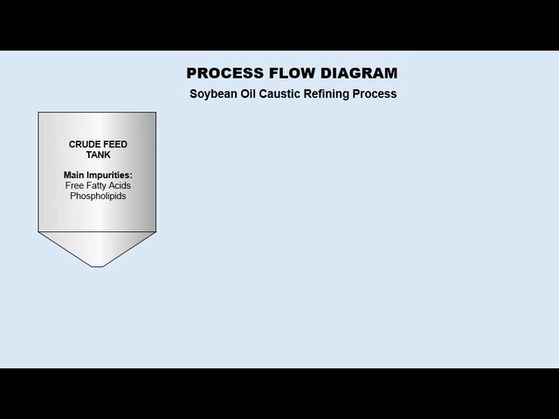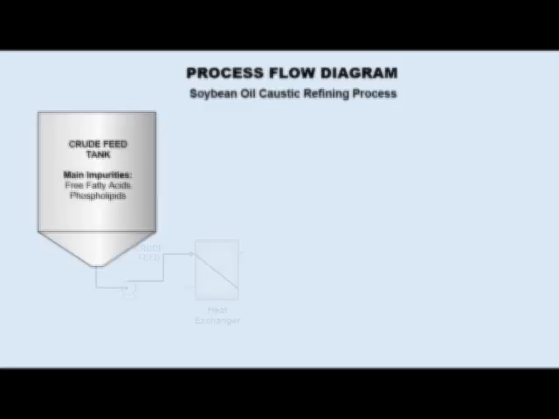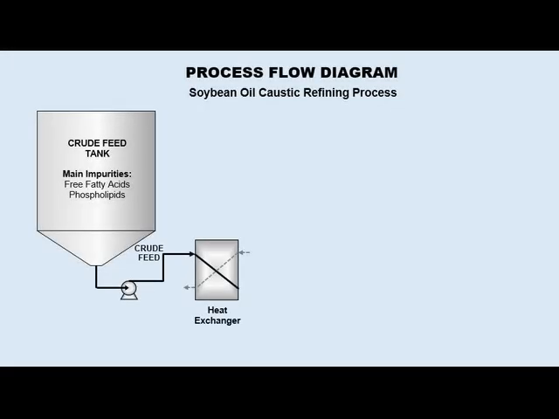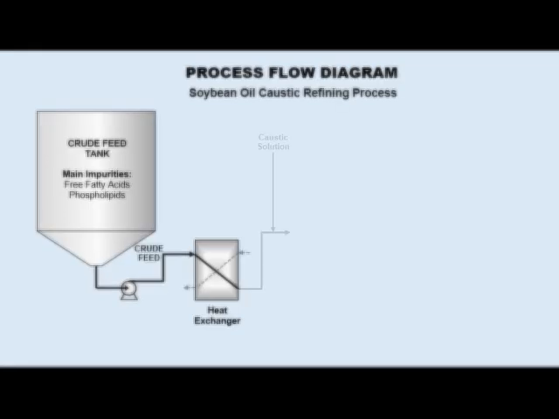The process starts with a feed tank for the crude soybean oil. The main contaminants to be removed include free fatty acids and phospholipids, or gums. Crude unrefined soybean oil is pumped to a heat exchanger, where it is heated to the optimal reaction temperature. If the oil is too cold, the reaction will be too slow. If it's too hot, the caustic will break down the oil, resulting in excessive product losses.